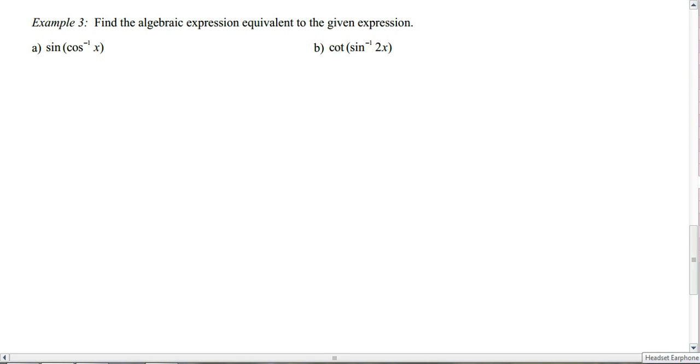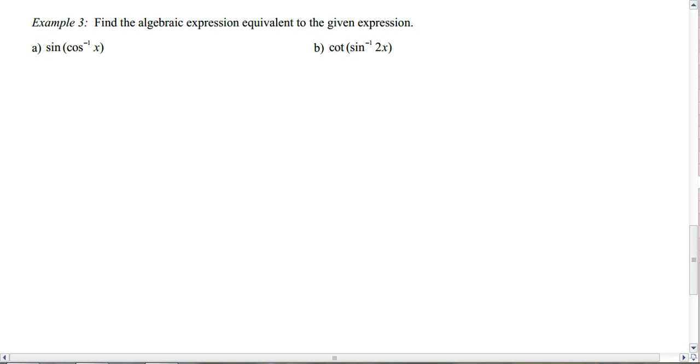Excellent work. Keep it up. Now let's move on to example 3. Here's the tricky one. Let's get a little abstract on you. I'm going to take away the numbers, just put in a variable x, and ask you, what is the sine of an angle who has the arc cosine of x?